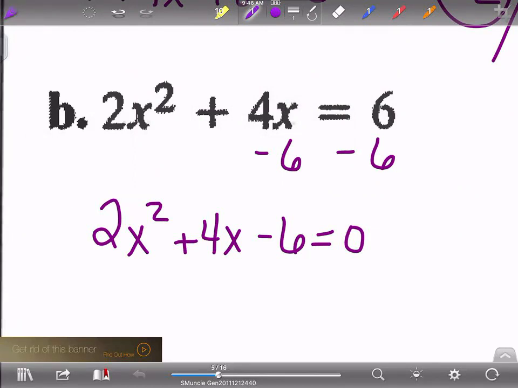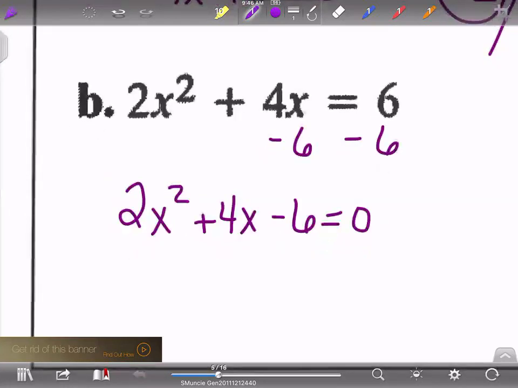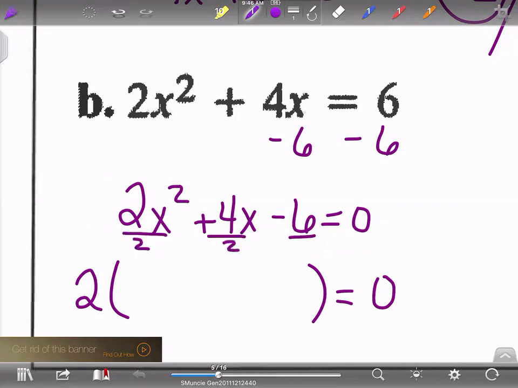Is there a greatest common factor? 2. We're going to factor out a 2, which means we're going to divide every single term on the left-hand side by 2. So 2, 4, and 6 are all divisible by 2, so we're going to factor it out. So really, we're just dividing by 2, dividing by 2, dividing by 2. So that's going to give us 1x squared plus 2x minus 6.